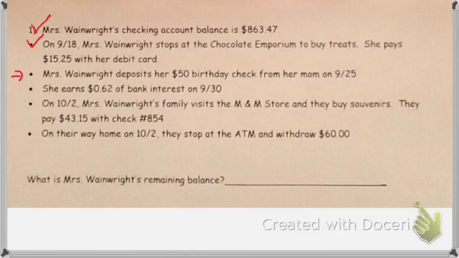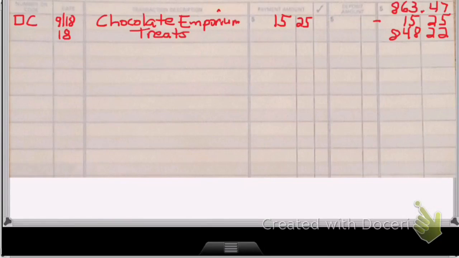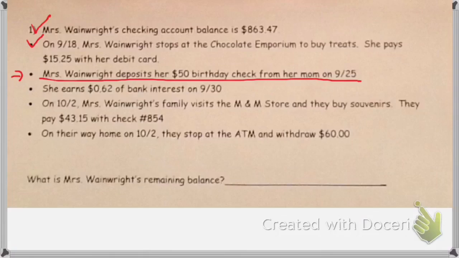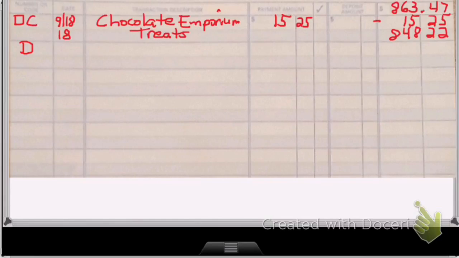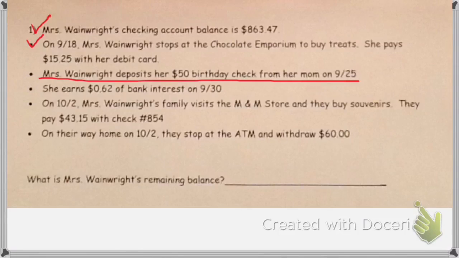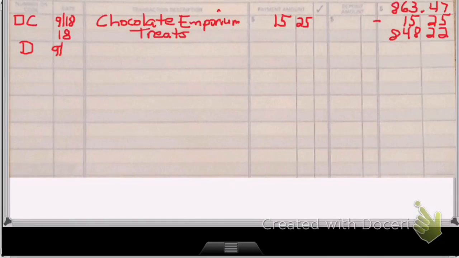It says Mrs. Wainwright deposits her $50 birthday check from her mom on 9/25. I'm going to fill this out in my checkbook register, and once again, my first section asks for the number or the code. And I notice that this is a deposit, so for a deposit we put the letter D. The next section asks for the date, so I'll check out my date, and I notice that this transaction happened on 9/25. So under date, I will write 9/25/18. I can't fit the whole date on the line, so that's why I tend to put my year on the gray box on the bottom.